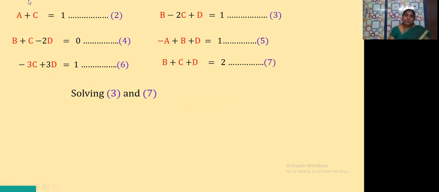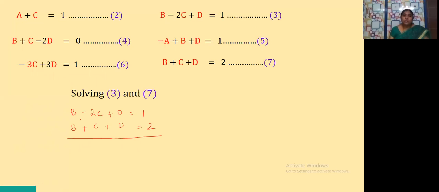Now we are trying to solve equation number 3 and equation number 7. Because here, children, no equation is giving you the value of any constant directly. So that's why so many times you are trying to solve the equations to get the values. Clear? Equation number 3 and equation number 7. Where is equation number 3? B minus 2c plus d is equal to 1. Where is equation number 7? B plus c plus d is equal to 2.